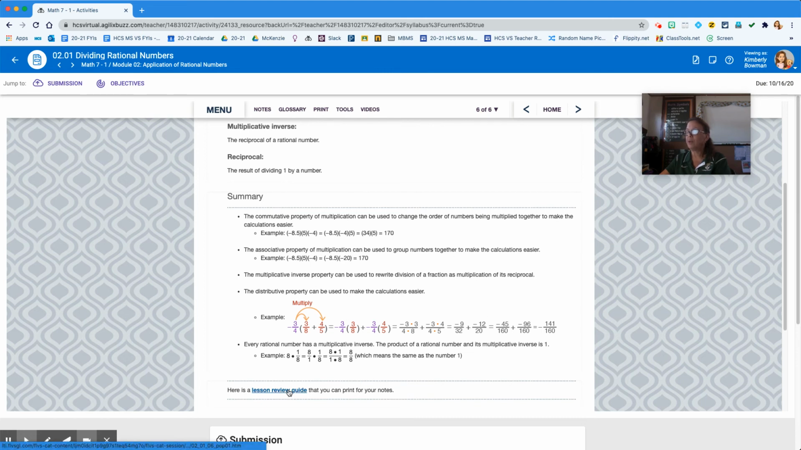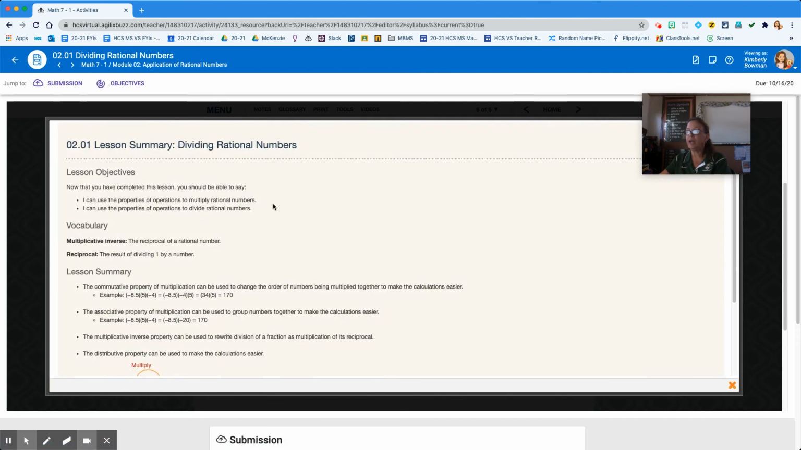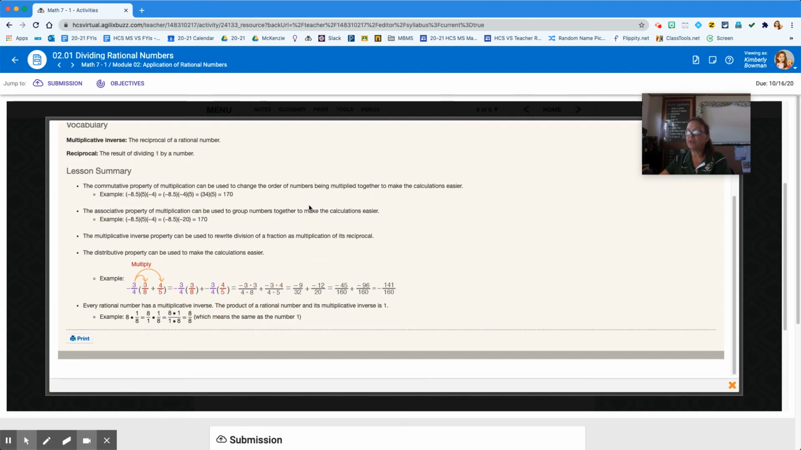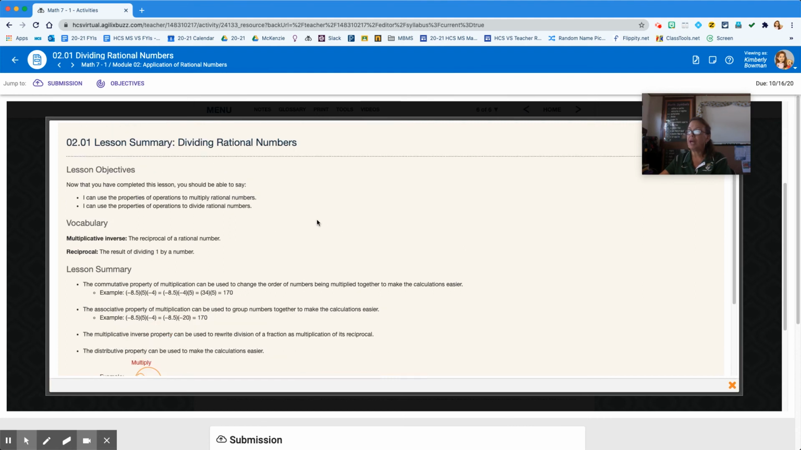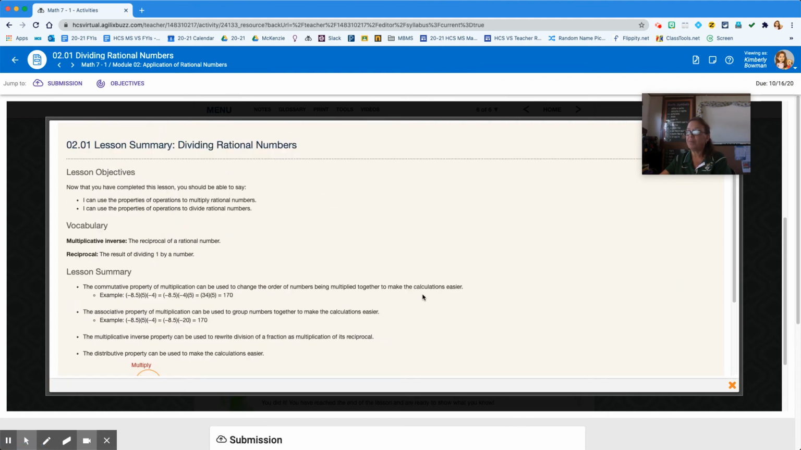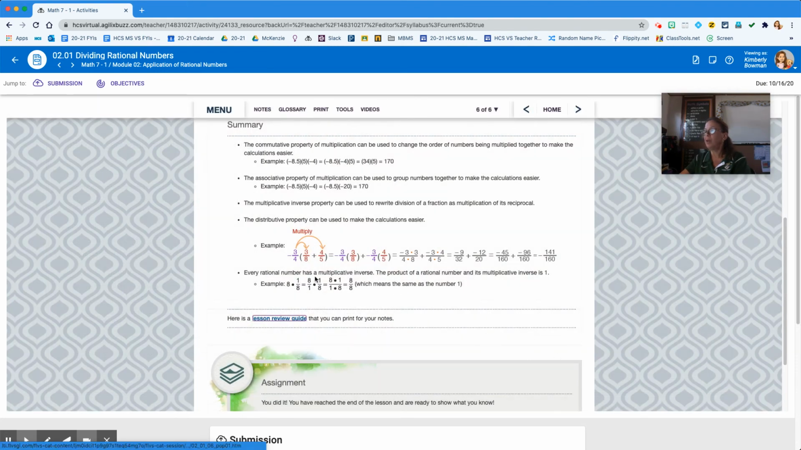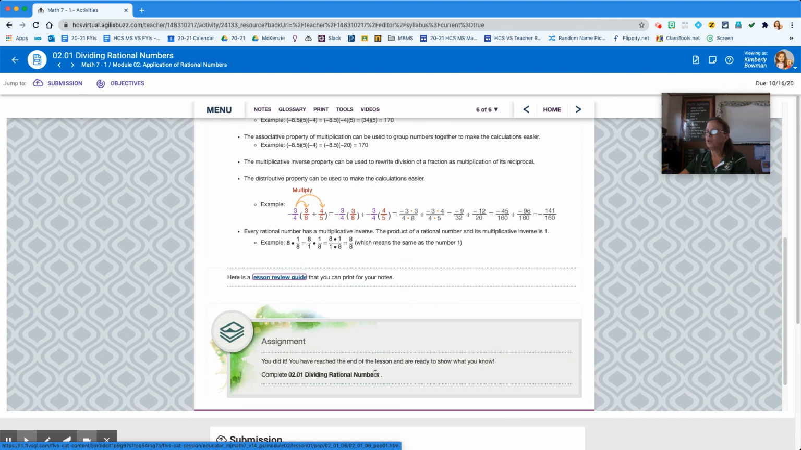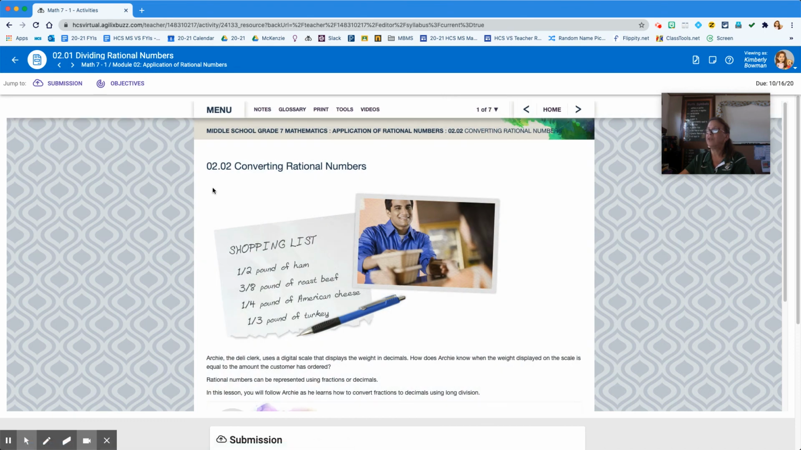Okay. They also have a lesson review guide that kind of puts it all on one page. I know that it says print. You can print it, but what's better for you is writing it, because something about writing it out and thinking about it while you're writing makes it more clear in your head. Okay. So we're done with our assignment. If we go to the right, does that do anything? Yeah, it takes us into the next topic, and we don't want that.